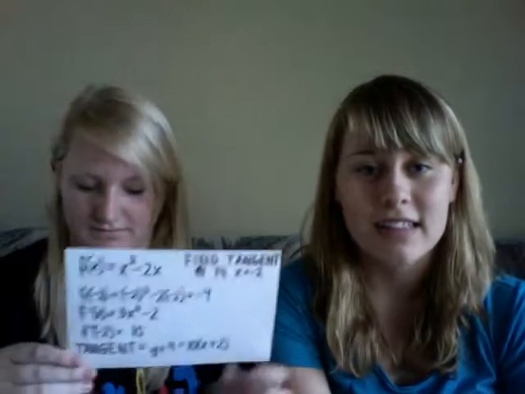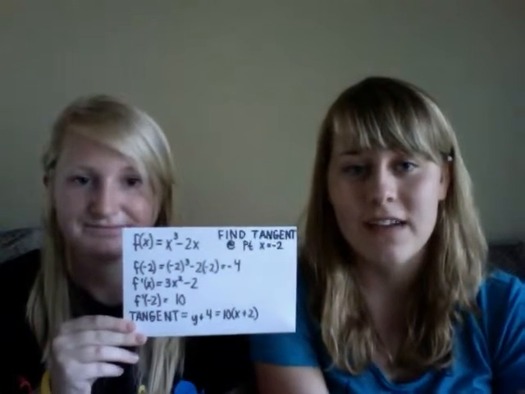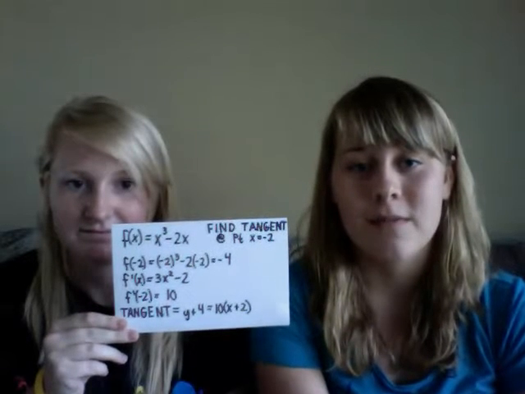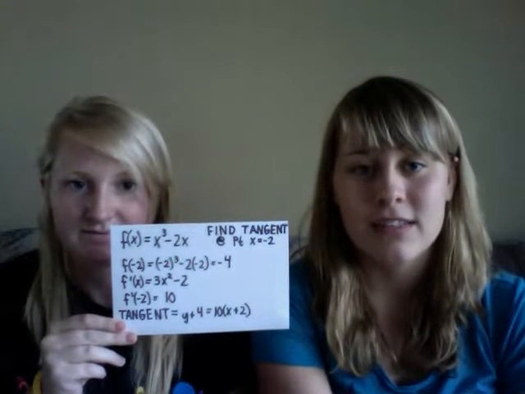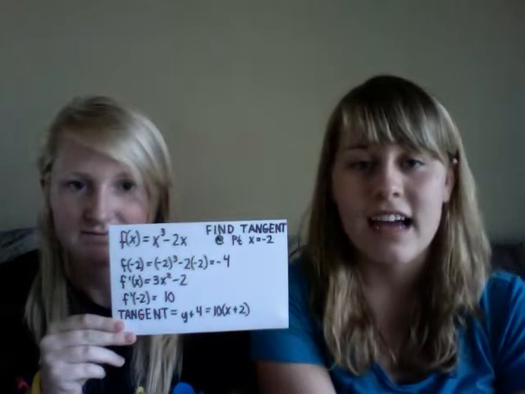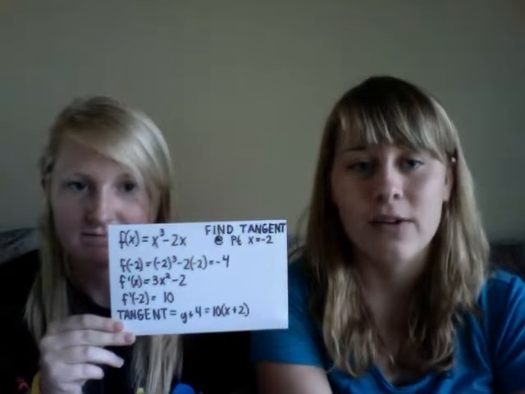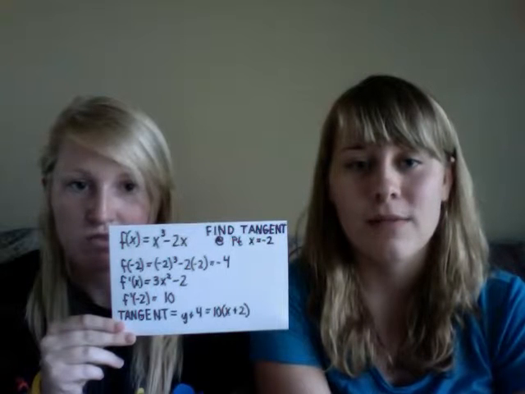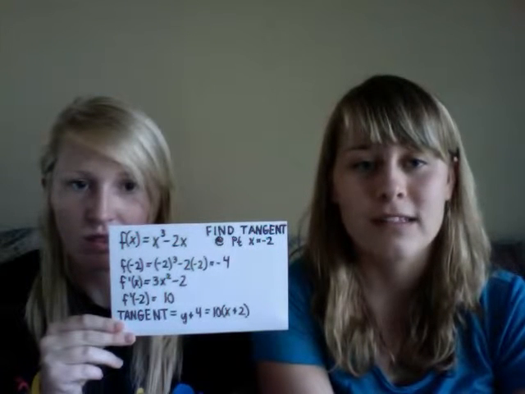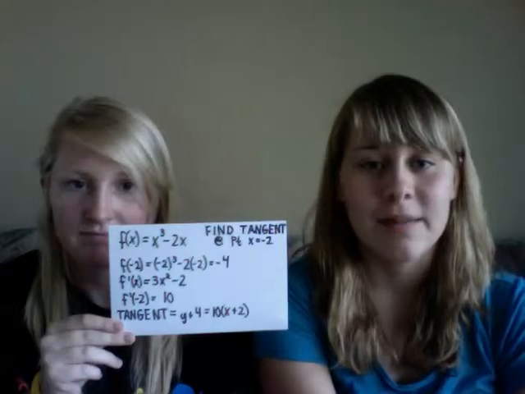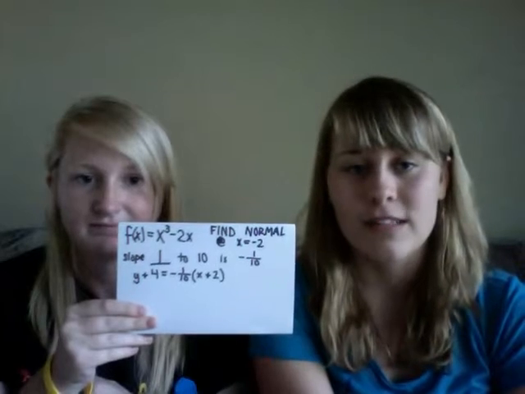Given f of x equals x cubed minus 2x, find the slopes of the tangents on f of x at x equals negative 2. First, find the derivative: f prime of x equals 3x squared minus 2. Plug x equals negative 2 into the original function f of x to find the y-coordinate. Then plug the coordinate points and the slope into point-slope formula to find the tangent line. To find the normal line, just take the negative reciprocal of the slope you found earlier and plug it into point-slope formula.